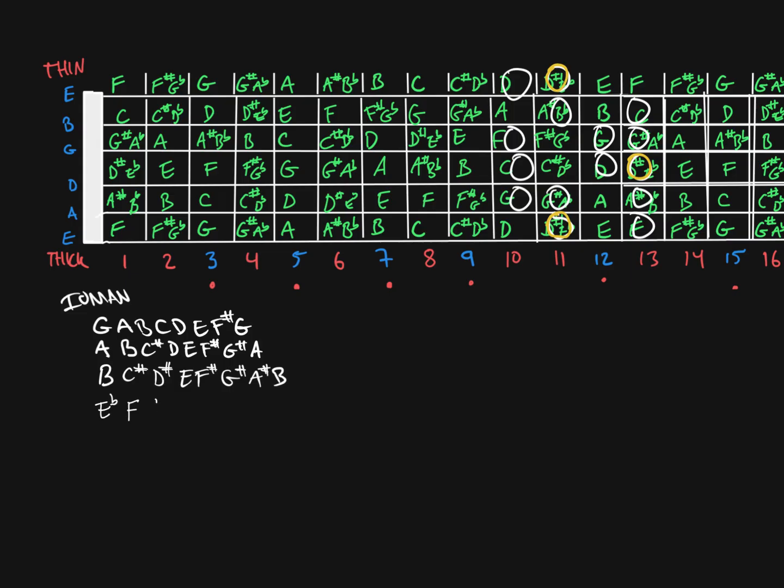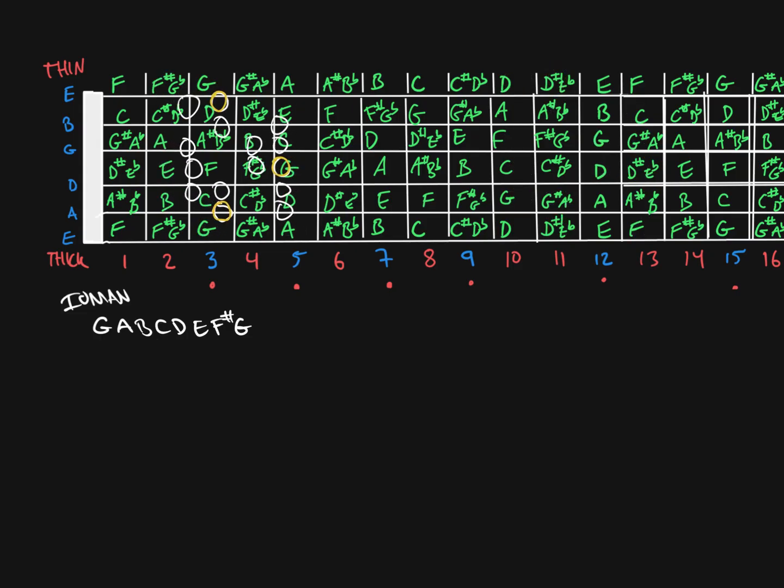F, G, A flat, B flat, C, D, to E flat. So now that we have this pattern in our minds, we're going to go ahead and bank it here. And remember that this sequence is called Ionian.